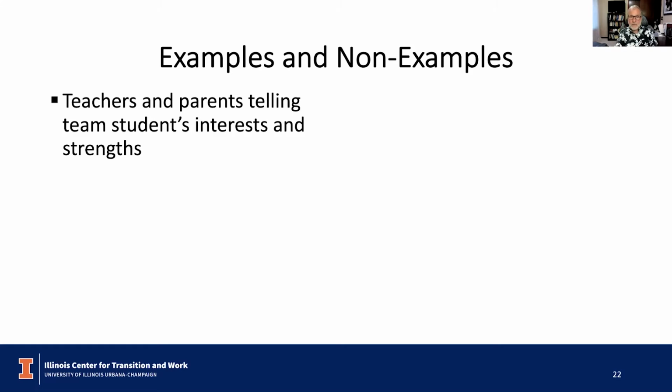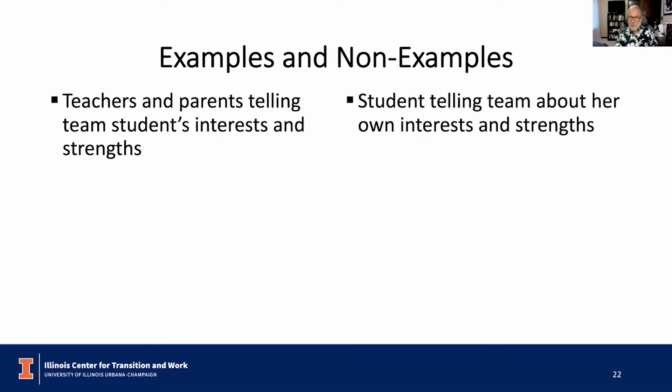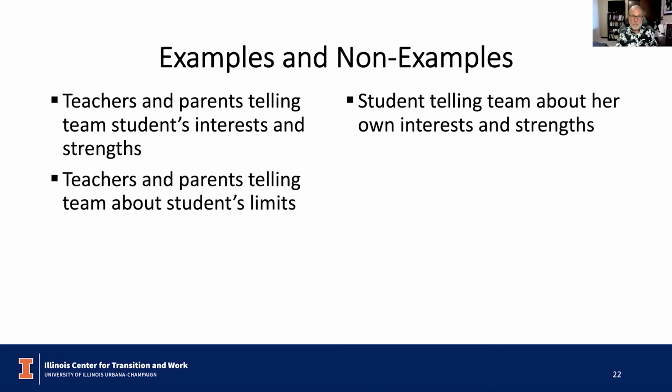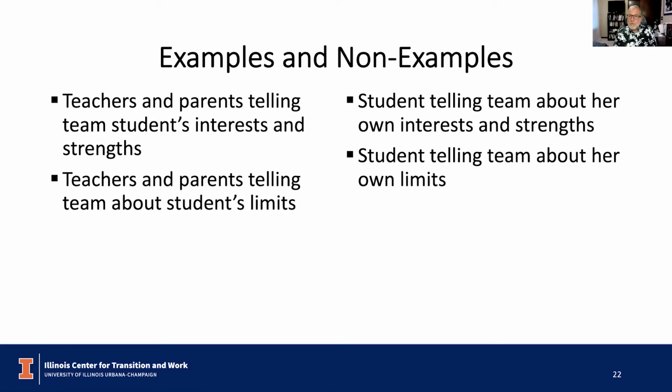In contrast, the example of student engagement would be students telling the IEP team about her own interests and strengths. The student relaying back what she learned from the transition assessment battery. And then the teacher, the coach, coming in and filling in any of the missing spots or coaching the student along. A non-example: teachers and parents telling the team about the student's limits. Instead, the example would be the student telling the IEP team about her own limits.